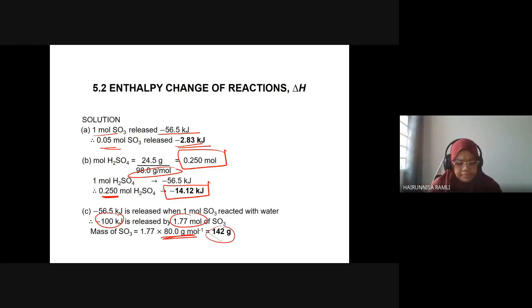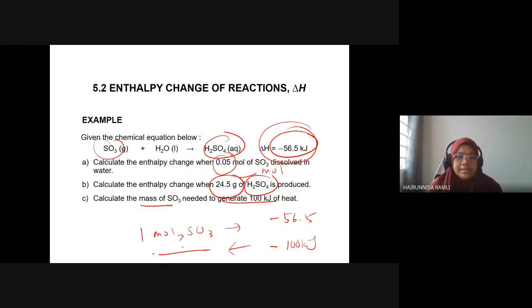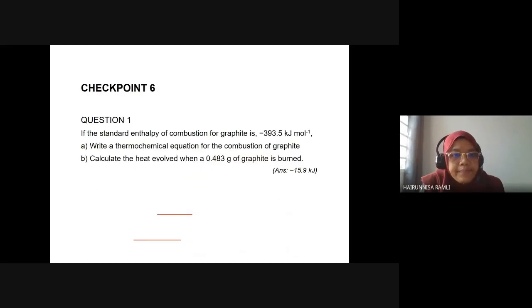Okay? So what you need to understand in this stoichiometry is the relationship between the reactants and products with the enthalpy delta H here. So once you know that, you can just apply again what you have learned in chapter 1 to get the value of mole or mass as asked. These are all things you have learned before.